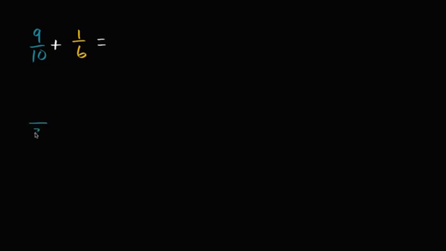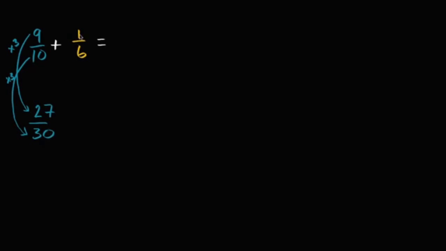So 9 over 10, how would I write that as something over 30? Well, I'm multiplying the denominator by 3. So if I don't want to change the value of the fraction, I have to do the same thing to the numerator. I have to multiply that by 3 as well. Because now I'm multiplying the numerator by 3 and the denominator by 3, and that doesn't change the value of the fraction. So 9 times 3 is 27. So once again, 9/10 and 27/30 represent the same number. I've just written it now with the denominator of 30.